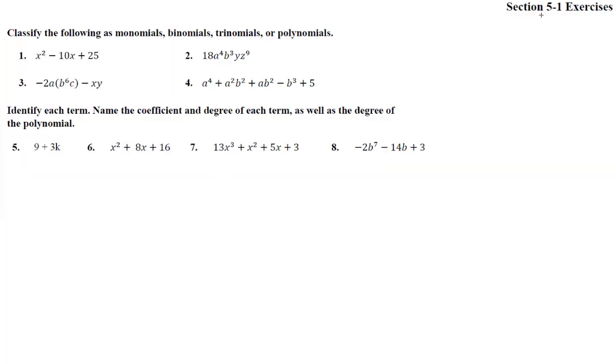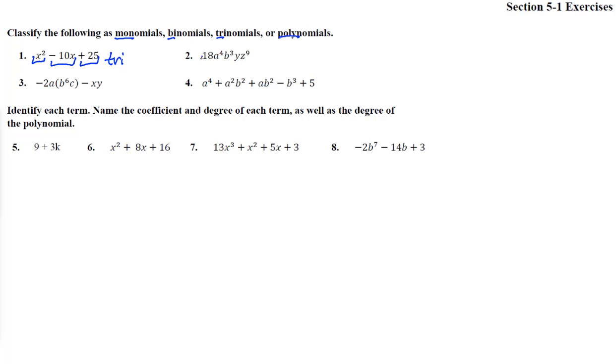Here we are in section 5.1, exercises 1 through 8. Introduction to polynomials, make sure we have the basics down. Classify each of the following as monomials, meaning one term, binomials, two terms, trinomials, three terms, or polynomials, meaning 1, 2, 3, well, or more of them. So in this case, we have one term, two terms, three terms. So that is a trinomial.